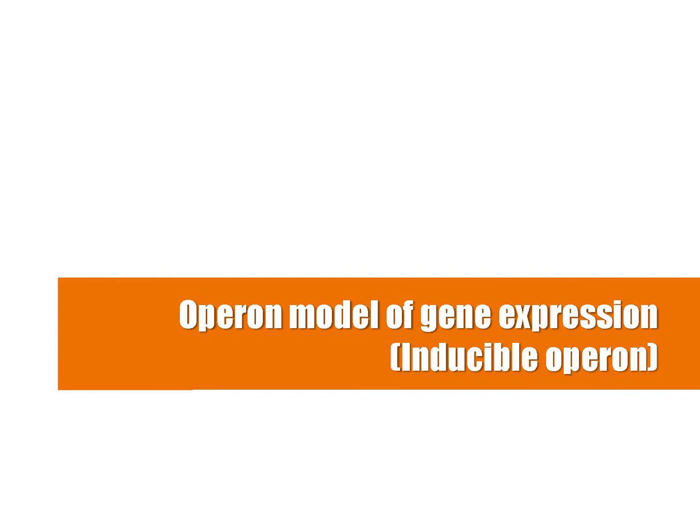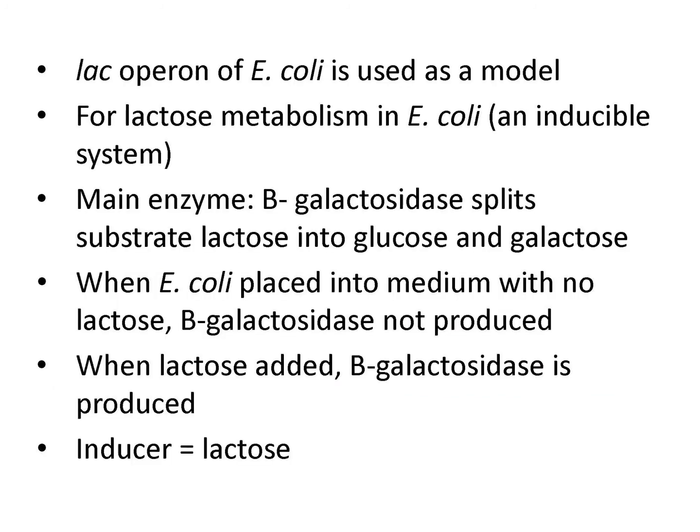Now let's have a look at the operon model for gene expression. We're looking at the inducible operon. The best understood cell system for explaining control through genetic induction is the lactose or lac operon. The system was first described by Jacob and Monod in 1961. This system accounts for the regulation of lactose metabolism in E. coli. Many other operons with similar modes of action have since been identified, and together they furnish convincing evidence that a cell's metabolic actions can have great impact on gene expression.